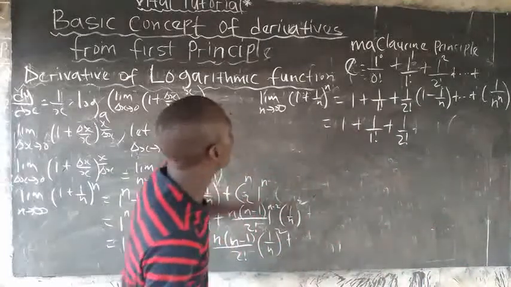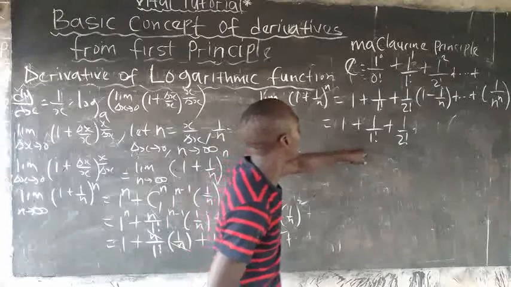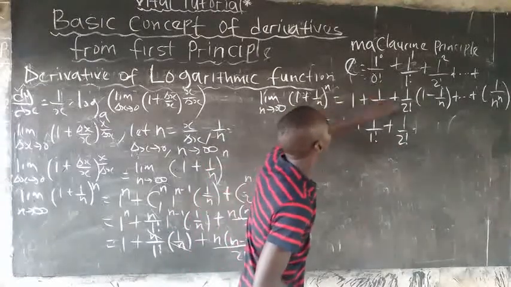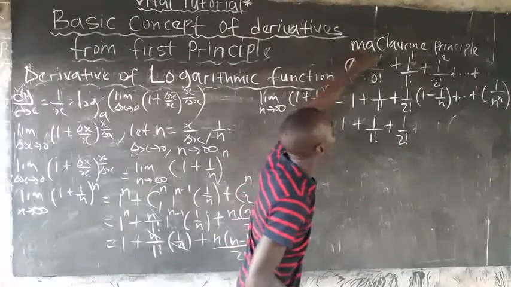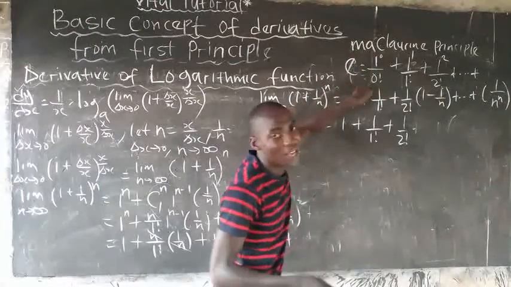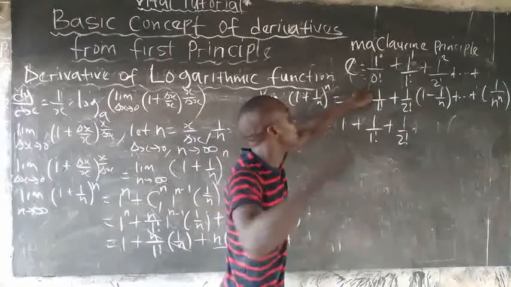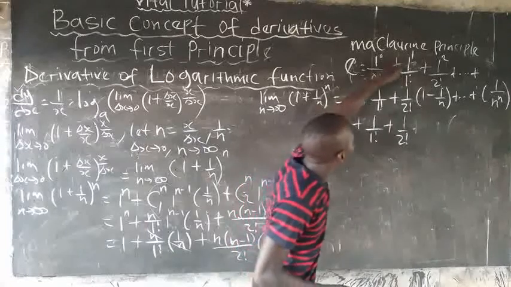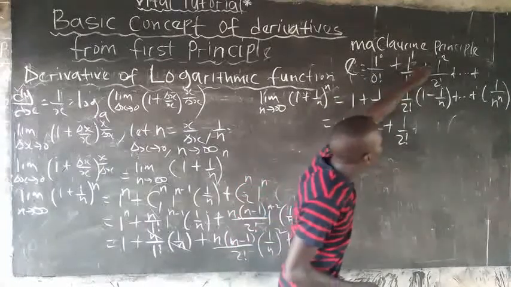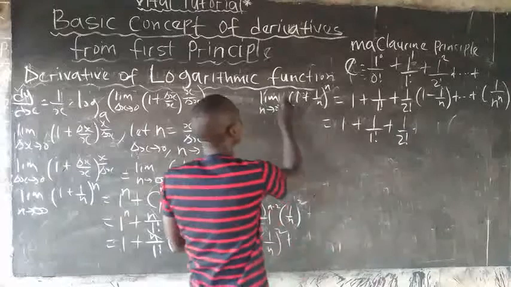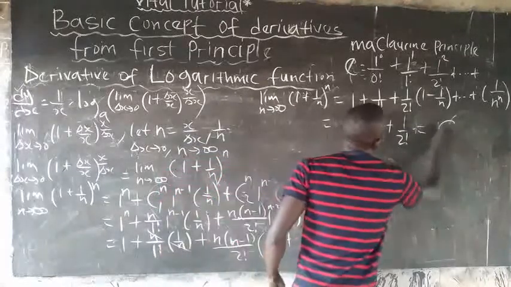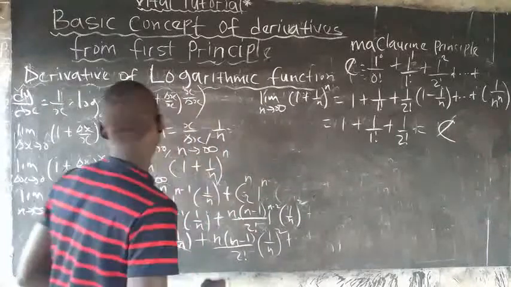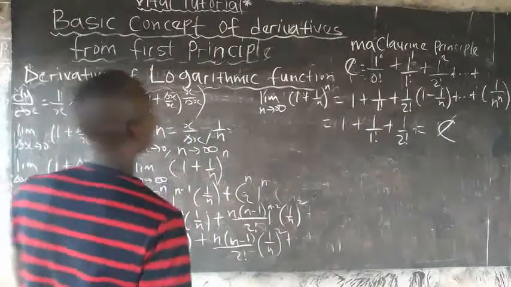So if you compare this part, 1 plus 1 all over 1 factorial plus 1 all over 2 factorial, you will see that you will get what is here. Here, 1 to the power 0 is 1, and 0 factorial is nothing but 1, so 1 all over 1 is 1. And here we have 1 all over 1 factorial, and here we have 1 all over 2 factorial. It then means that this limit, everything here, is equal to e. Your e.